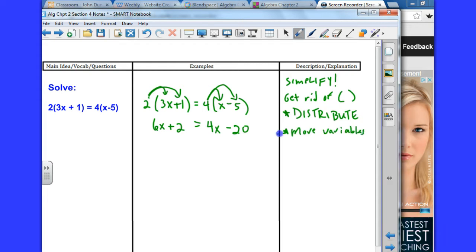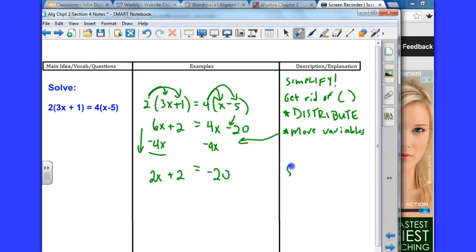By adding the opposite, and I'll do that on this line down here. I'm going to move the 4x. I'm going to add negative 4x to both sides. Be very careful with your signs here. Be careful with your signs again, because that's negative 20 right there on the right. You don't want to lose track of that. 6x minus 4x, can you do the math? 6x minus 4x is 2x plus 2 equals negative 20.